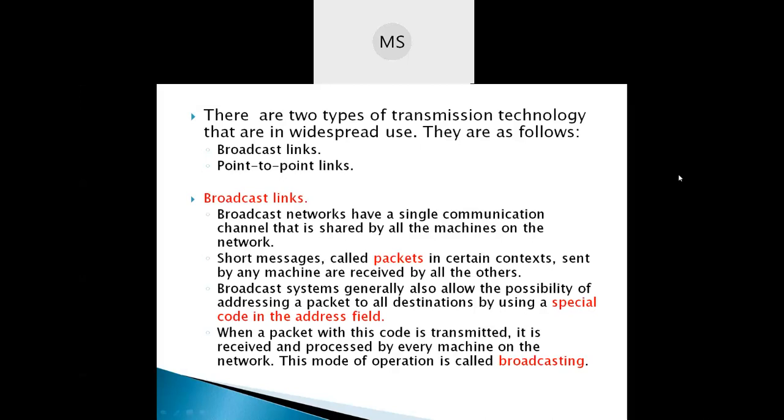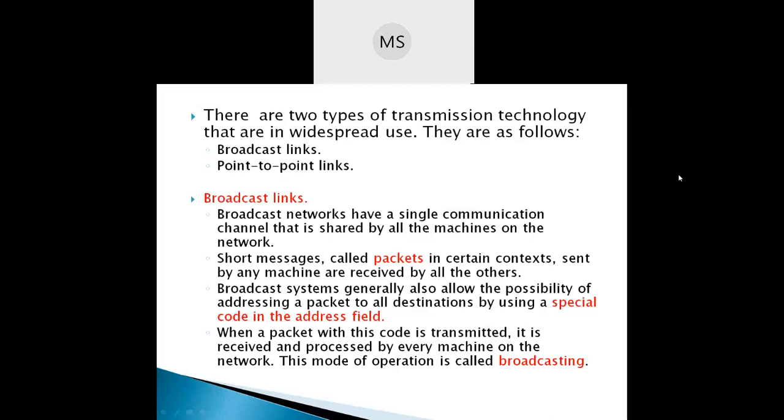If any one system sends information, that information will be transferred to all the systems. That is what we call a broadcast. So a broadcast message can be identified with a special code in the address field. With the help of that special code, all the systems which are connected to that single communication channel can identify that it is a broadcast message, and they will read and accept that message.